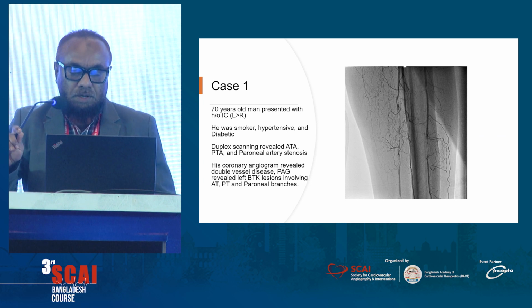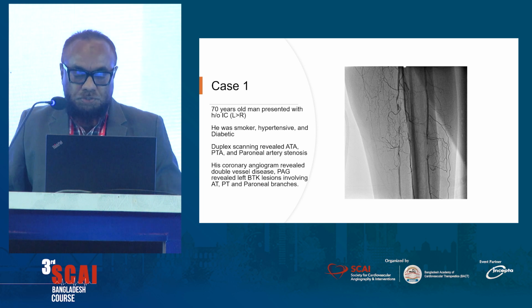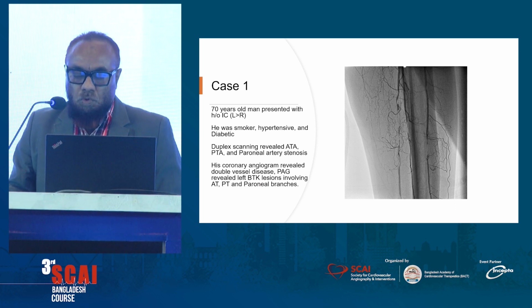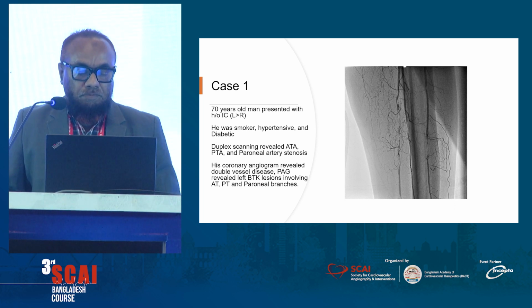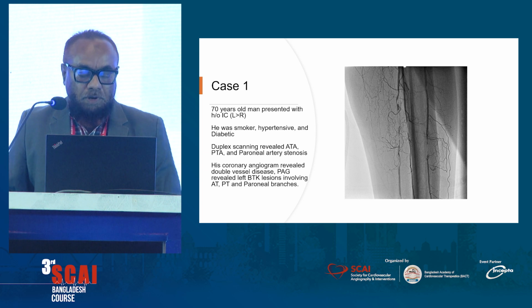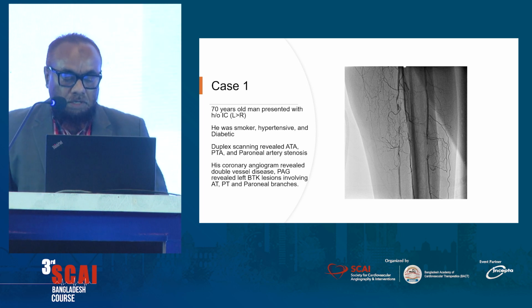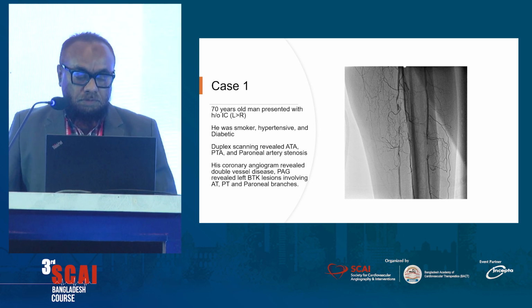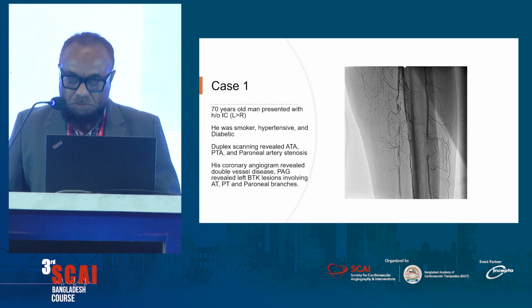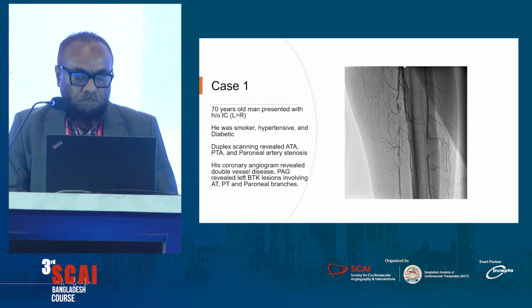So let's start with the first case. A 70-year-old man presented with a history of intermittent claudication, more on the left leg than the right. He was a smoker, hypertensive, and diabetic. Duplex scanning revealed high-grade stenosis in the anterior tibial artery, posterior tibial artery, and peroneal artery. His coronary angiogram revealed double vessel disease.